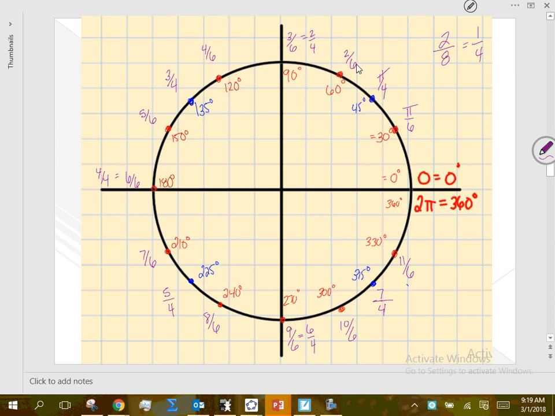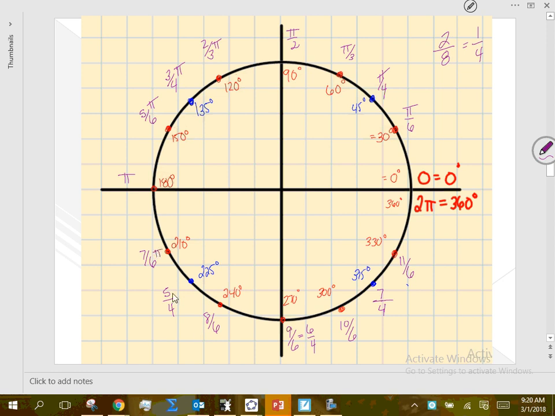Okay, now 2/6 reduces to what? 1/3. So I'm going to reduce that, get my pi over 3. What is 3/6 or 2/4 reduced to? 1/2. So I'll put my pi with that. 4/6 is 2/3. 3/4 is 3/4. 5/6 is 5/6. This is just pi.